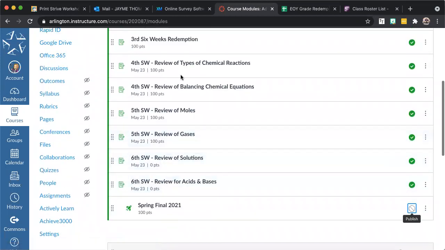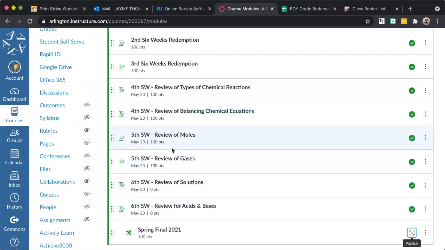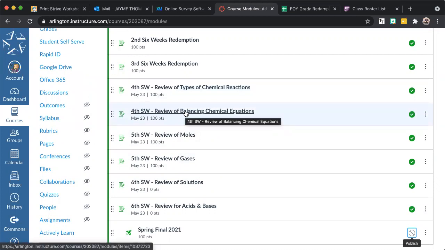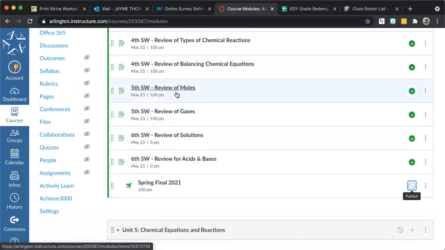So if you failed fourth or fifth 6 weeks and you would like to redeem your grade for that 6 weeks, what it says on the grade contract is, for example, if you needed to make up fourth 6 weeks, it says that if you do both of these review assignments for fourth 6 weeks and submit them, and you make a 70 or higher on both of them, then that will be your redemption for fourth 6 weeks. Okay. Same thing for fifth 6 weeks. If you do both of them that are labeled here for fifth 6 weeks and submit them, those two review assignments will replace your fifth 6 weeks grade for redemption if you make a 70 or higher.